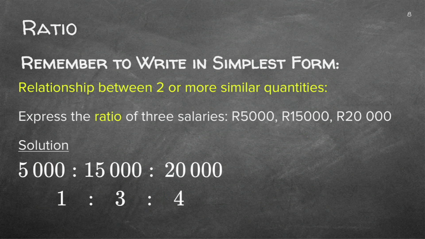I'm going to do another example. So we're going to write now the ratio of 3 salaries. You can see that I left out the rands and I write it in simplest form. So please look at this again and make sure that your answer is always in its simplest form.